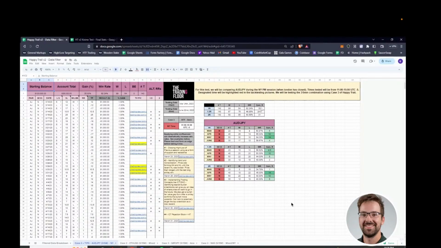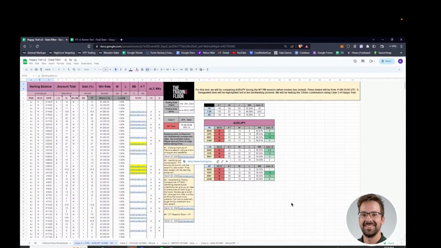And as you can see, pretty good. 1R, even 2R is pretty good, but I like the 1R. You're about 62% win rate as of now. I started from March 14th, as far as I can go back all the way to June 22nd, and it looked very, very good. And so this is 11 to 1500 UTC minus 5.